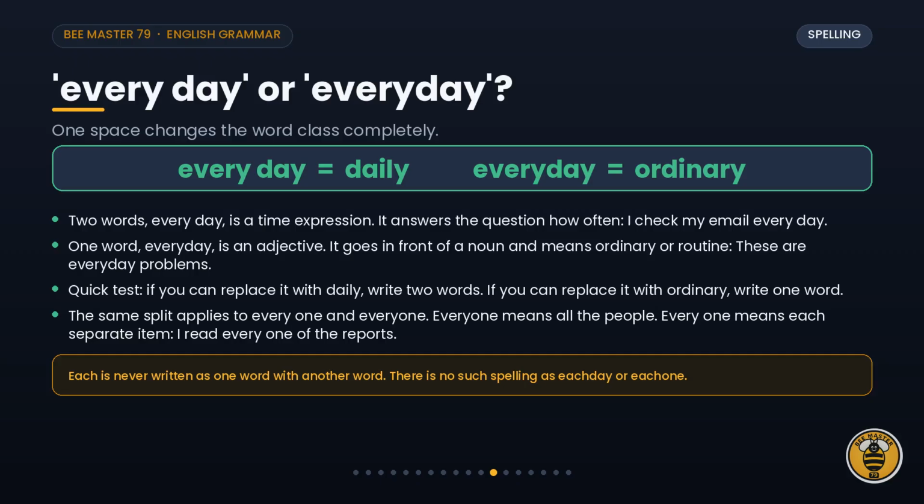A quick spelling point because this one costs marks in writing exams. Written as 2 words, every day is a time expression, and it means daily. I check my email every day. Written as 1 word, everyday is an adjective, and it means ordinary or routine. These are just everyday problems. The test is simple. If daily fits, use 2 words. If ordinary fits, use 1 word. And exactly the same split applies to every one, meaning all the people, and everyone, meaning each separate item.